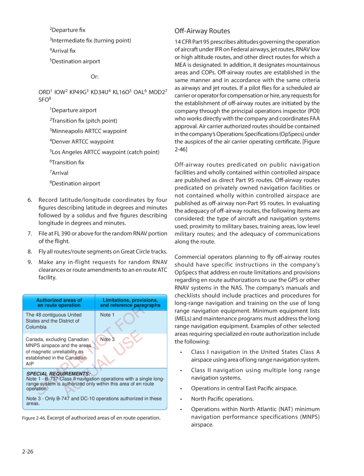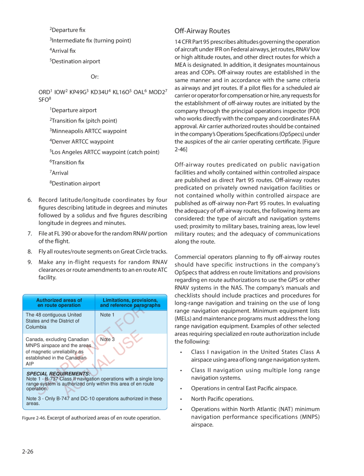If a pilot flies for a scheduled air carrier or operator for compensation or hire, any requests for the establishment of off-airway routes are initiated by the company through the Principal Operations Inspector, POI, who works directly with the company and coordinates FAA approval. Air carrier authorized routes should be contained in the company's operations specifications, OpSpecs, under the auspices of the Air Carrier Operating Certificate.